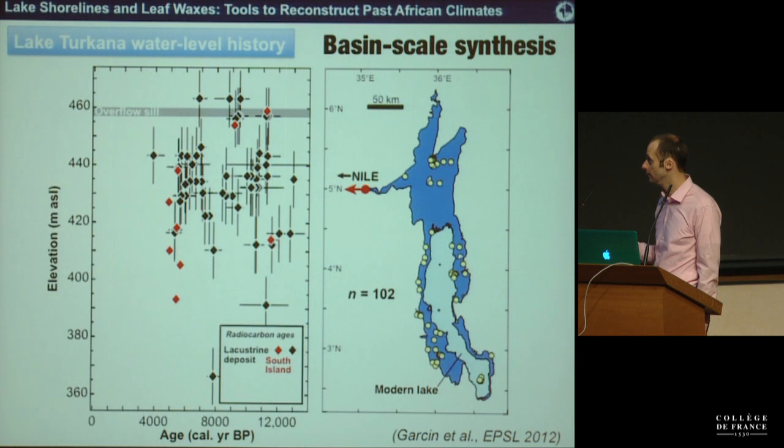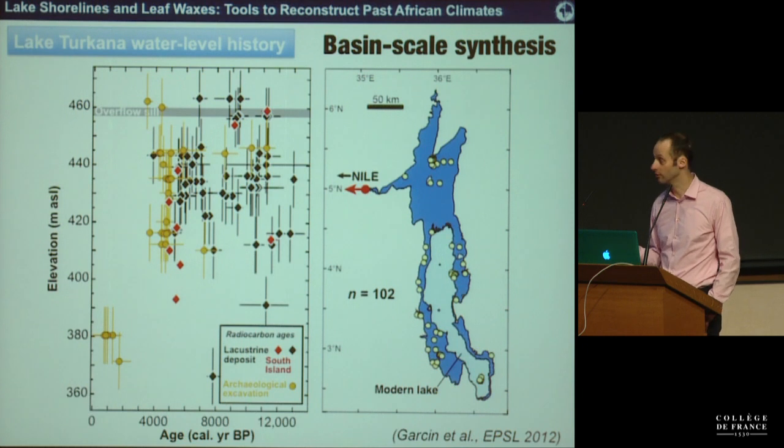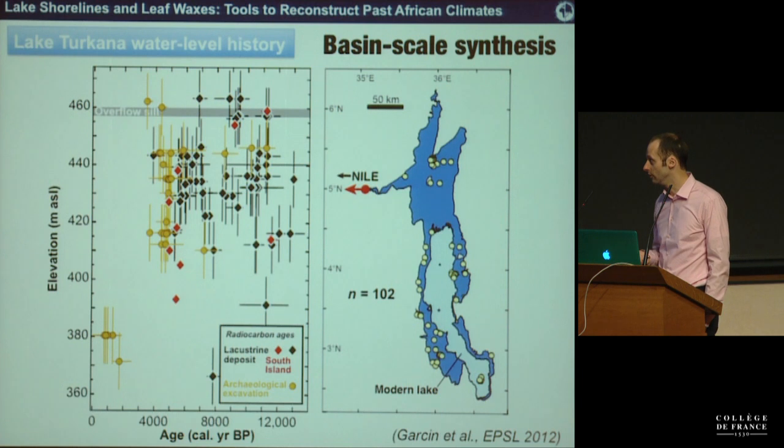based on shoreline deposits, so mostly dates on freshwater mollusk shell. They are showing at least the presence of the lake, or maybe they were deposited slightly below the lake level. We have also other sources of information coming from the archaeological excavation. There are these orange circles here. We collected a total of 102 ages, and you can see that there is quite a lot of scattering in the ages, but this is common in lake level reconstruction using shoreline.